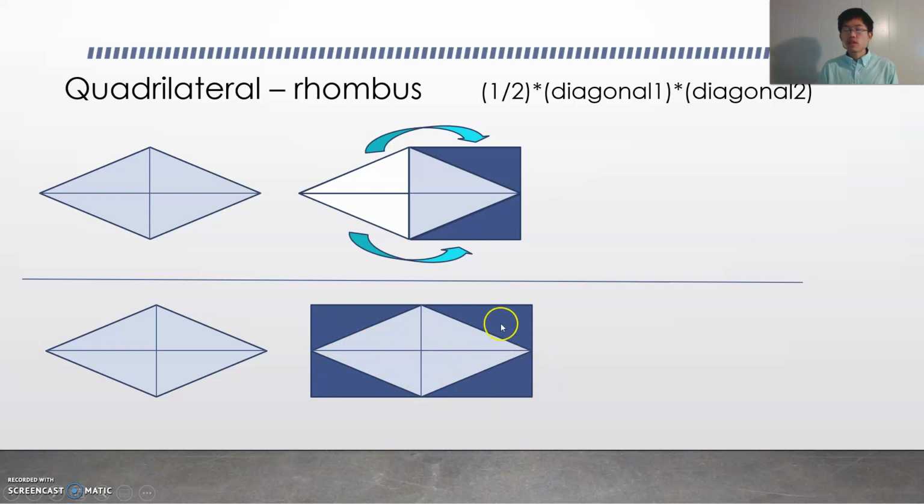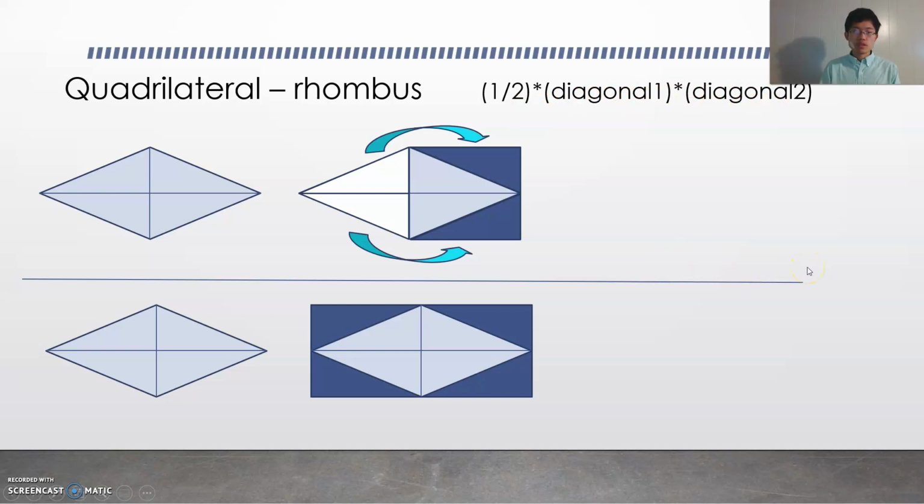So each of these triangles is half of this small rectangle. Well, that means it's a half of this whole rectangle. So diagonal times diagonal divided by 2 will give you the rhombus area. Here it is.